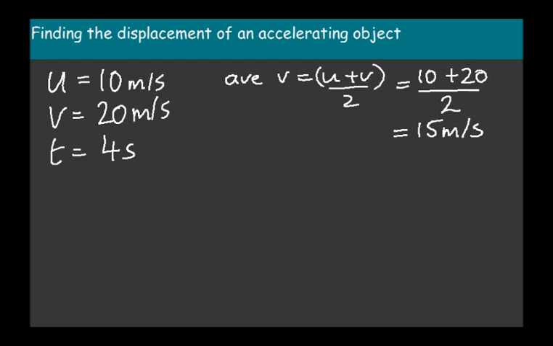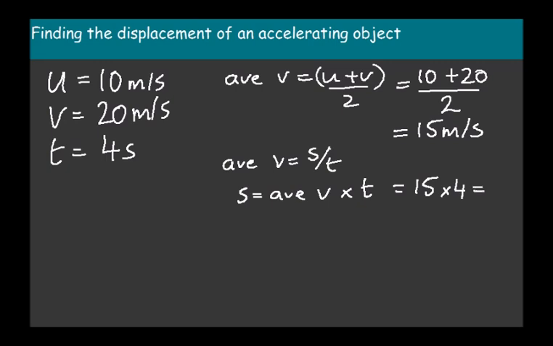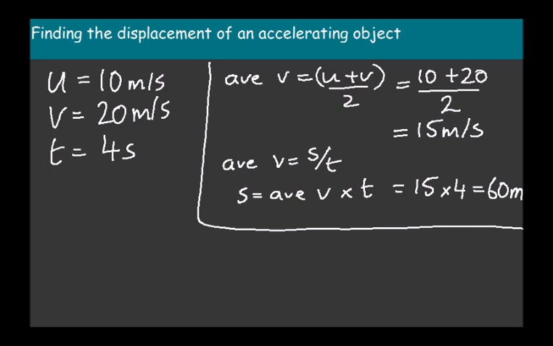We then have our other equation, which is that the average velocity is equal to the displacement, which we're trying to find out, divided by time. Now, if we rearrange that, we get that the displacement is just that average velocity multiplied by time, which in this case is just 15 times 4, which will give us 60. And displacement is just distance, but with a direction, so we need our unit of meters in there.